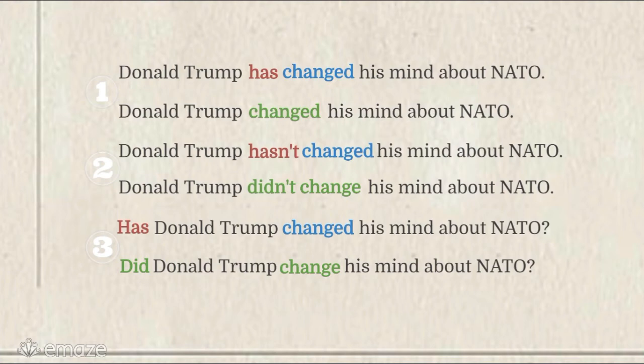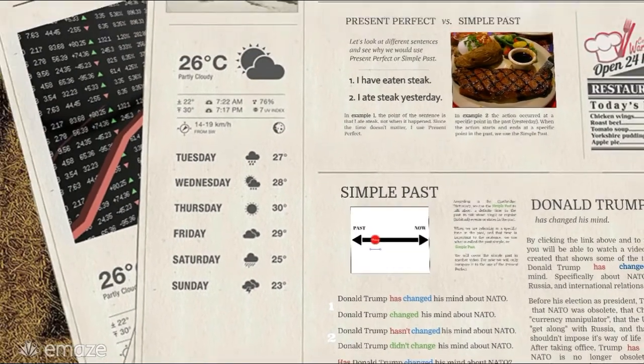Number 3, in the question, has Donald Trump changed his mind about NATO? So up to this point, did he change his mind? Is it still possible that he will change his mind? And then, did Donald Trump change his mind about NATO in the simple past? Gives the idea that there was a chance that it happened in the past, but it is unconnected to now and the chance already ended.